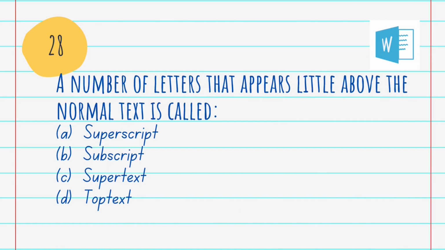Question number 28. A number or letters that appear a little above the normal text is called A, superscript, B, subscript, C, supertext, D, top text. And the answer is A, superscript. A number or letters that appear a little above the normal text is called the superscript. Question number 29. A number or letters that appear a little below the normal text is called A, superscript, B, subscript, C, supertext, D, top text. And the answer is B, subscript. We already got what is superscript, okay? At the same time, there is a subscript, in which a number or letters appear a little below the normal text. Usually the superscript or the subscript is used to represent a mathematical value.